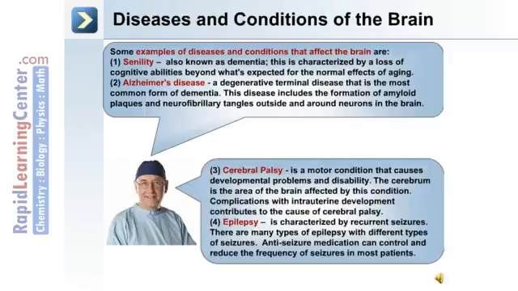Number 3, cerebral palsy. This is a motor condition that causes developmental problems and disability. The cerebrum is the area of the brain affected by this condition, and complications with intrauterine development contribute to the cause of cerebral palsy. Number 4, epilepsy. Epilepsy is characterized by recurrent seizures. There are many types of epilepsy with different types of seizures. Anti-seizure medication can control and reduce the frequency of seizures in most patients.